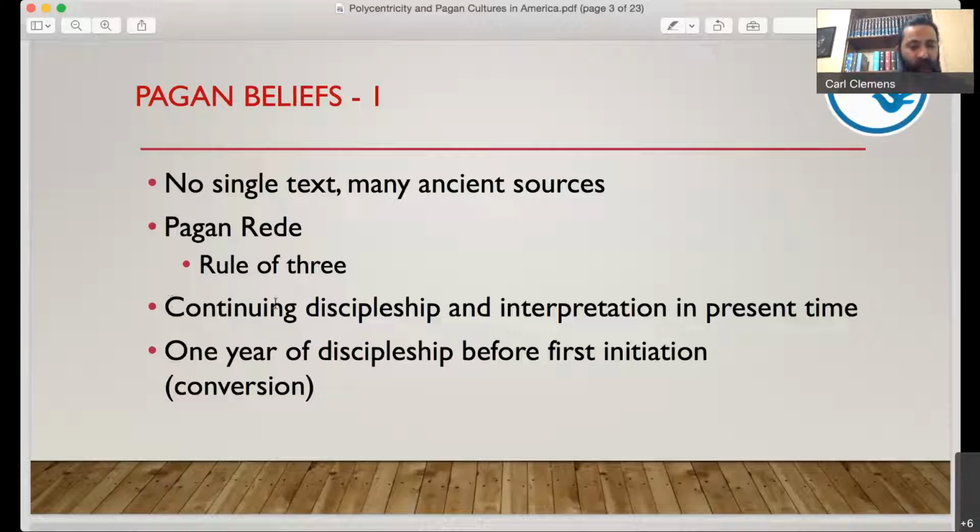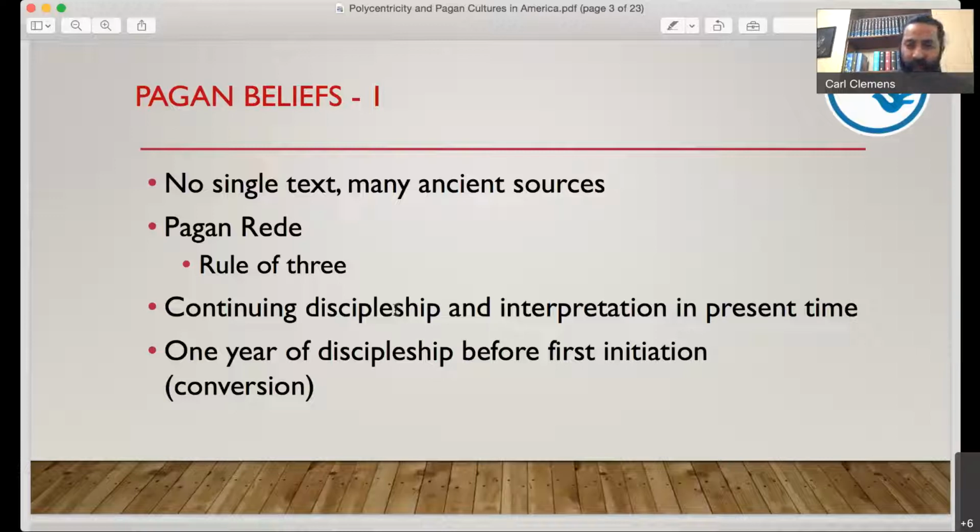Paganism is based on a continuing discipleship, the Guru Shishya Parampara. It's a kind of continuing discipleship and reinterpretation of their tradition in present time and present circumstances. So discipleship is important. It's not necessarily the same kind of discipleship as you might find in other traditions like Buddhism or Hinduism, but discipleship is definitely an important part.